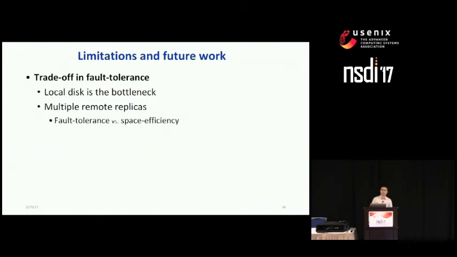The first one is a trade-off in fault tolerance. We have a local disk to tolerate failure from remote memory, but this local disk can be the performance bottleneck of our system in some cases. We are considering maintaining multiple data copies in remote memory to replace this local disk, but maintaining multiple data copies will greatly reduce the space efficiency in remote memory.